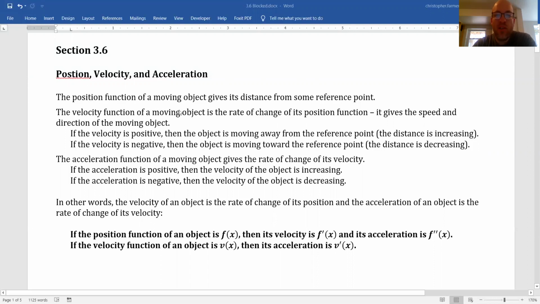The velocity function is the rate of change of the position function. So keep in mind, rate of change is the same thing as slope. And in this context, our slopes are our derivatives. So the fact that we're saying that the velocity is the rate of change is really telling us that the velocity function is the derivative of the position function.